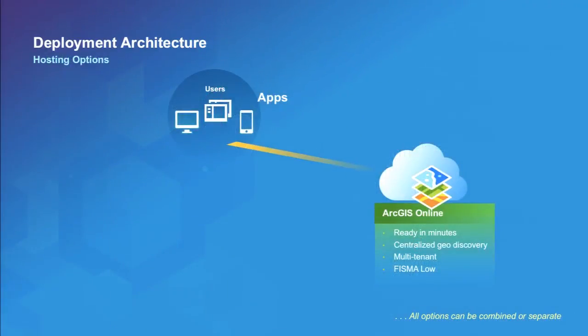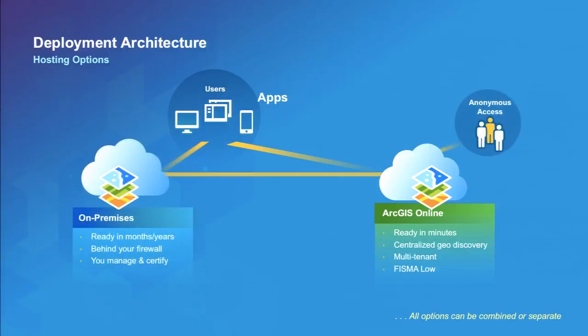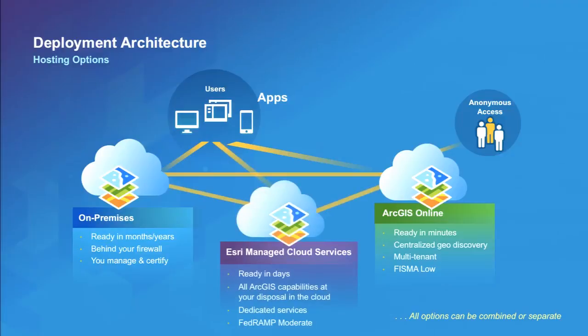As far as hosting options, ArcGIS Online is, as I mentioned, a solution that's up and running in minutes. It gives you a centralized geo-discovery type of capability in a hybrid implementation. It's a multi-tenant offering, and its security authorization is what's called a FISMA Low. That's a government accreditation. On-premise deployments of ArcGIS Server and Portal typically take months to years to get out there and deploy. It's a solution that you can, of course, put behind your firewall, and you manage and certify that solution.